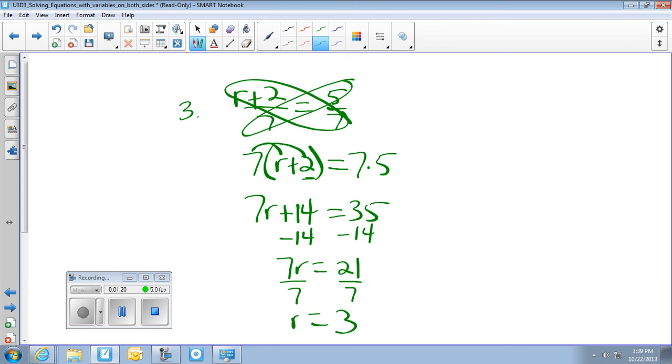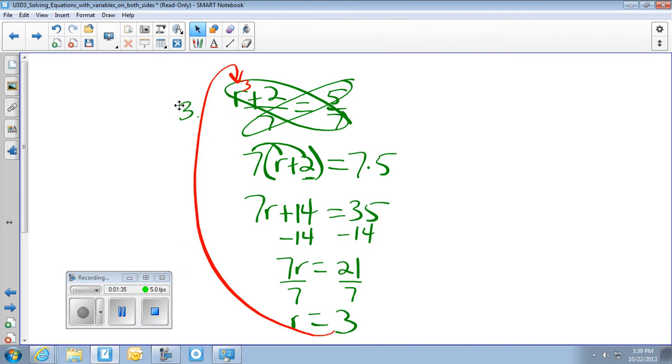Then you can go back and check your answer. If you plug it back up here at the top, right up here, if you put a 3 here, 3 plus 2 is 5 over 7 equals 5 over 7, and you're good. All right.